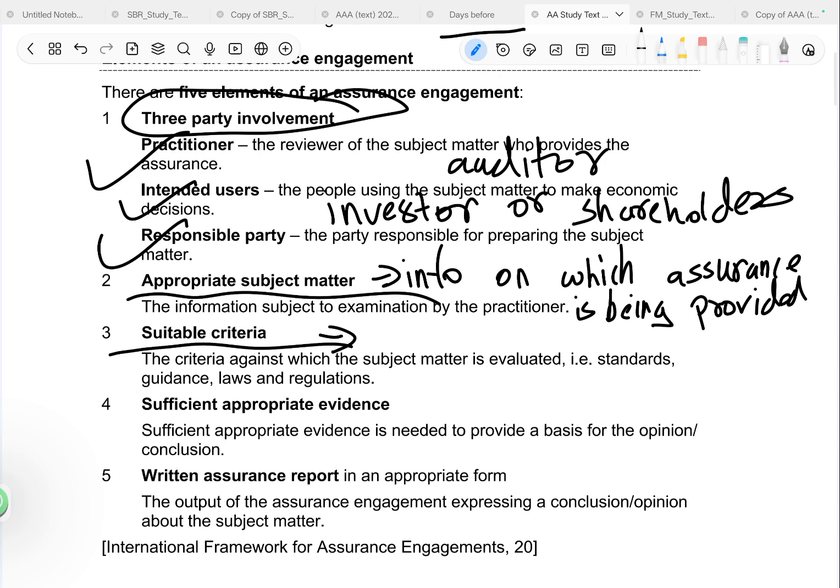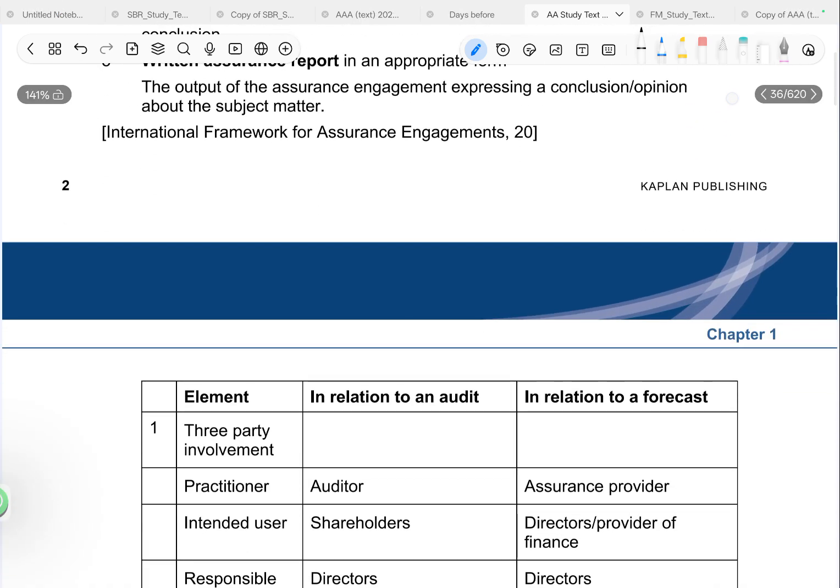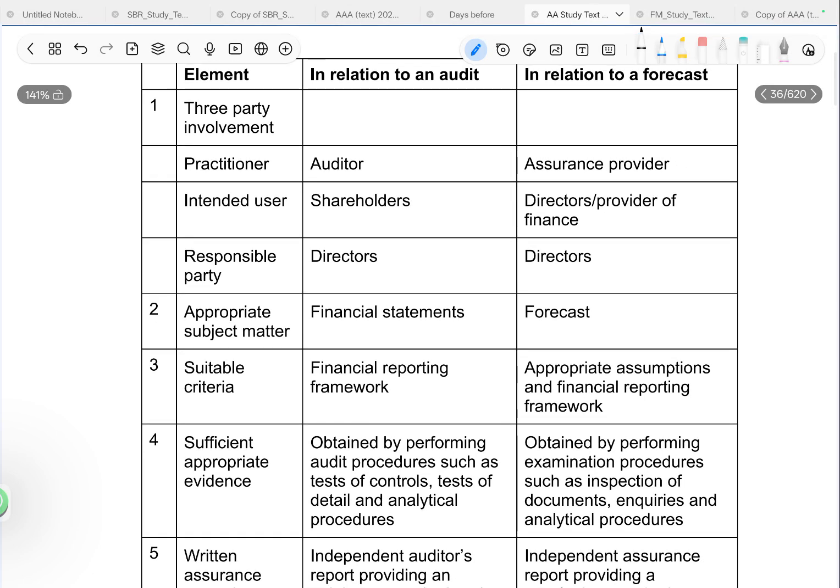So let's quickly revise the five elements of the assurance engagement: the three-party involvement, the appropriate subject matter, the suitable criteria, the sufficient appropriate evidence, and the written assurance report. If you remember these five elements, you have already covered a very important foundation of assurance. Now that we understand the five elements of assurance engagement, let's look at how these elements apply in two different situations. On one side, we have financial statement audit, and on the other side, we have an assurance engagement on a forecast. This comparison helps us understand how the five elements appear in different types of assurance engagement.